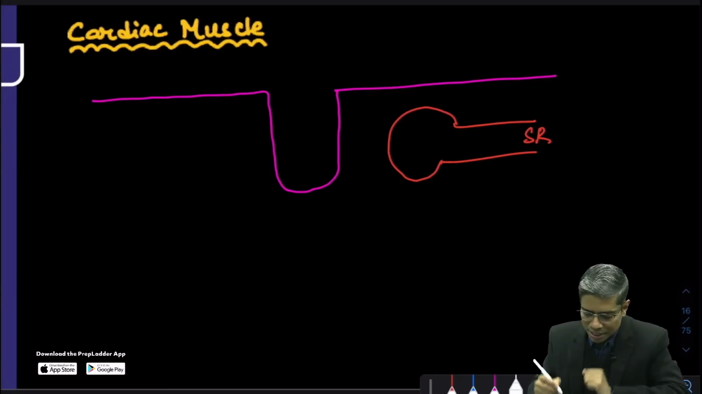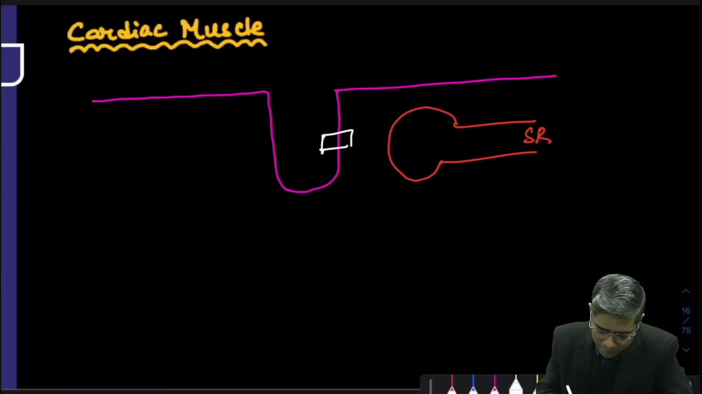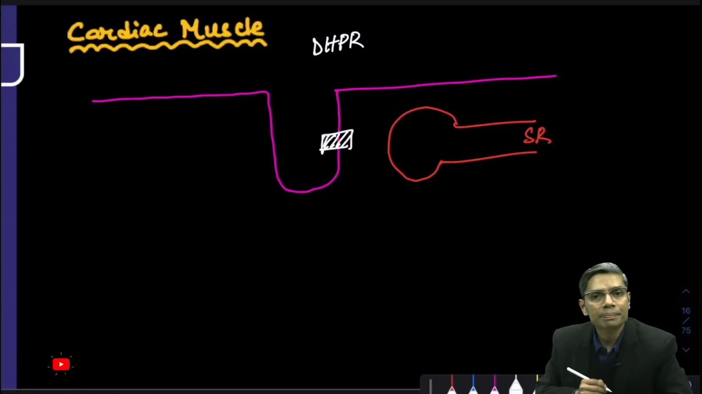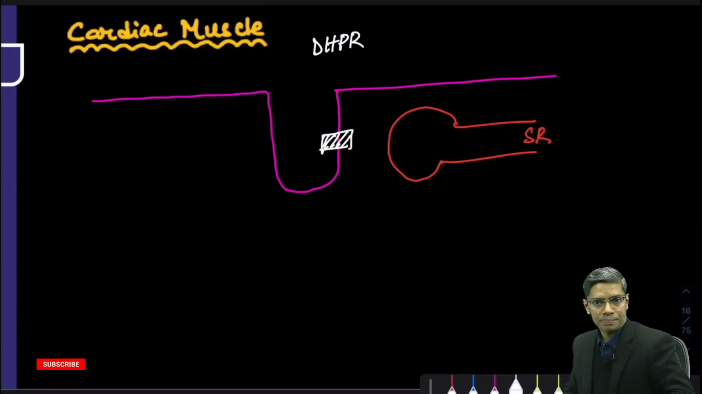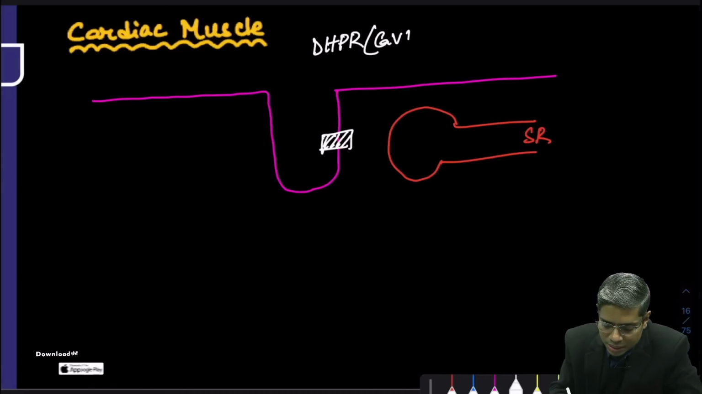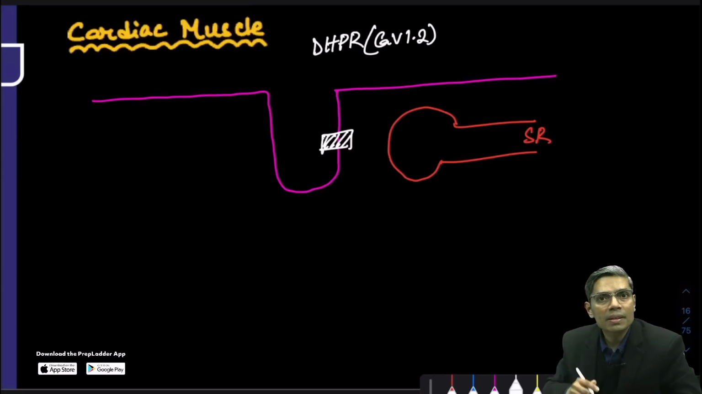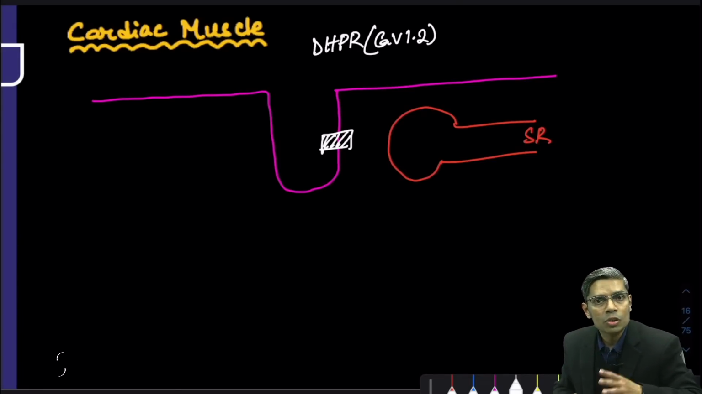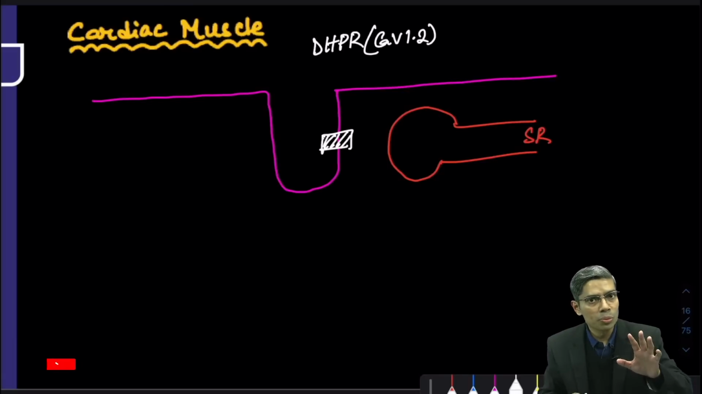But in cardiac muscle, the DHPR channel is different in nature. Although the name is DHPR, in skeletal muscle I told you the name is CAV 1.1. In cardiac muscle this is CAV 1.2. Why am I giving different names although both are DHPR, dihydropyridine receptors? Because the properties of these two channels are different in skeletal muscle and cardiac muscle. So in cardiac muscle this is CAV 1.2.